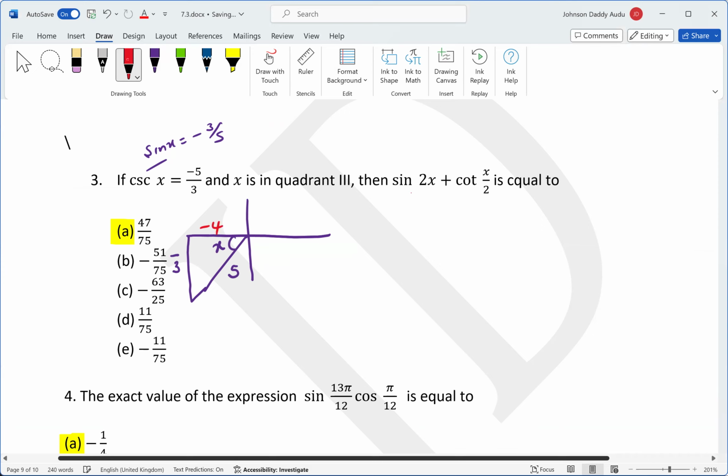Now we want to find these values. So this is sine 2x. Let's start with sine 2x first. For sine 2x, we can use any of these formulas. It is 2 sine x cosine x, which is 2 times, what is sine x? Sine x is minus 3 over 5. And what is cosine x? Cosine is what? Adjacent. So it's going to be minus 4 over 5. And this is nothing but, this minus and this minus will cancel. So you will have 24 over 25. This is sine 2x.